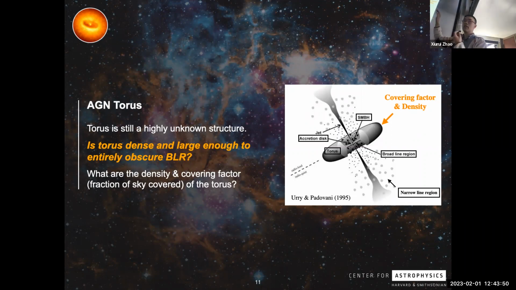The covering factor is the fraction of the sky that is covered by this torus. If the covering factor is about 0.1, then it's a disk-like torus. If the covering factor is 1, then it's a spherical torus. It obscures the whole central region. So we don't really know. I mean, we have some measurements, but it's still a question what the density and the size of the torus are.